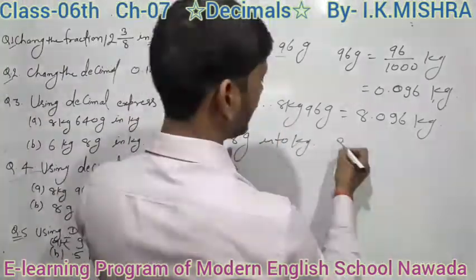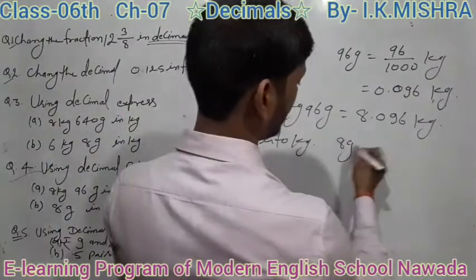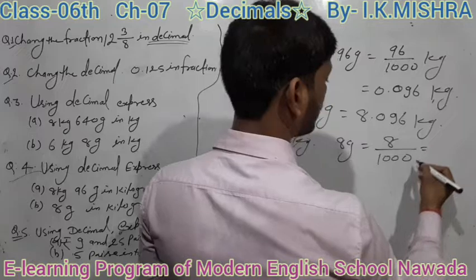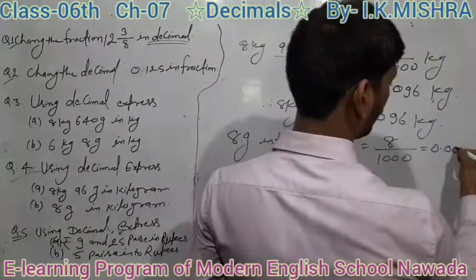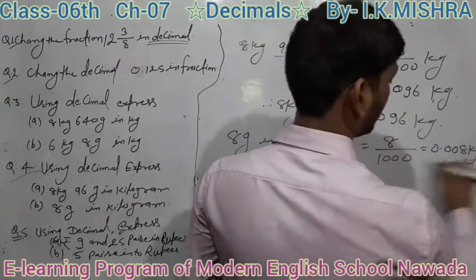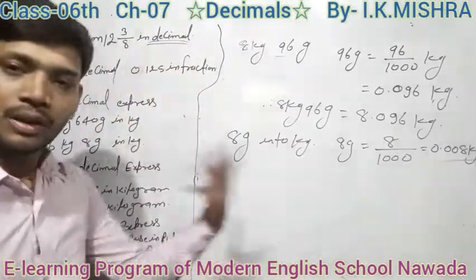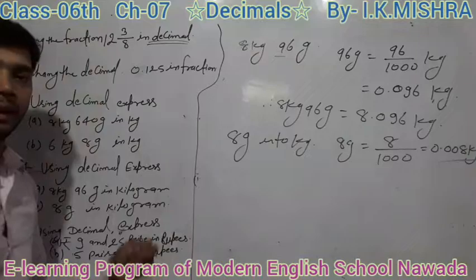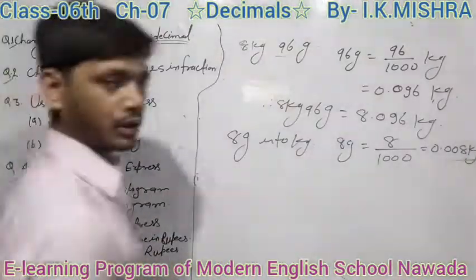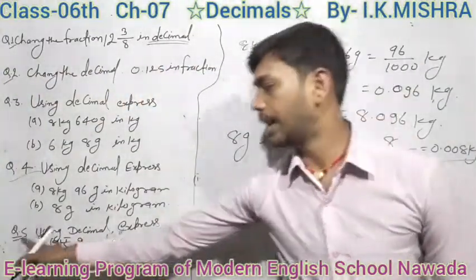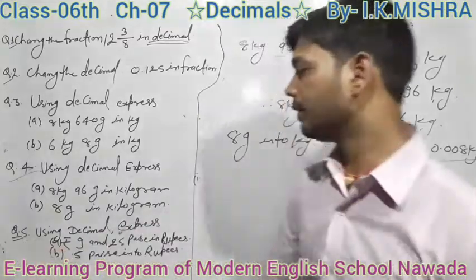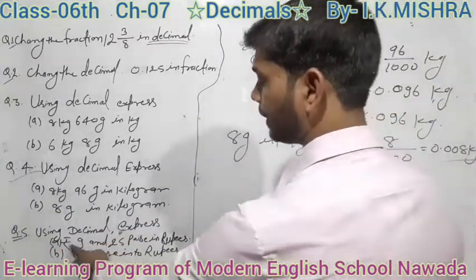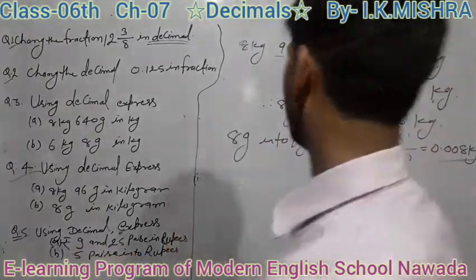Similarly students, in the B number question, change 8 gram into kilogram. That means 8 gram is equal to 8 divided by 1000, that means 0.008 kg. Clear students? Similarly, you can change all of the questions in your book. Now students, proceed to question number 5. Here in question number 5, using decimal express 9 rupees 25 paisa in rupees.